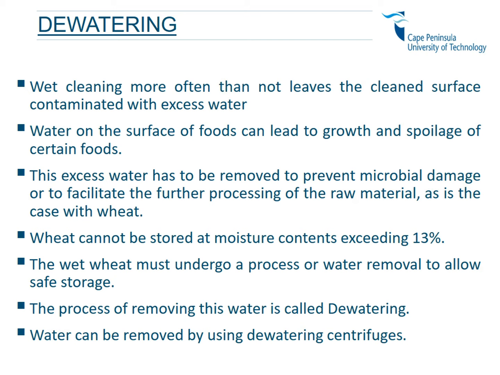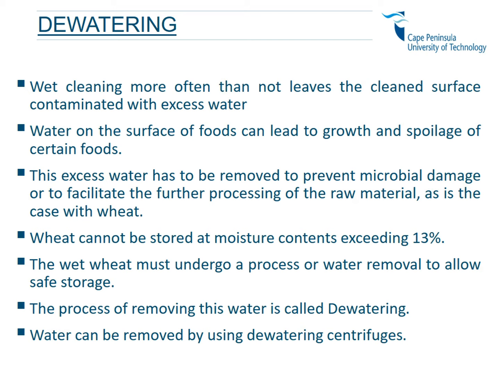We know that wheat should not be stored with moisture content exceeding 13%, because the wheat is going to have mold, or it's going to spoil very quickly. So this process of removing water from the raw material after it has been cleaned is called dewatering. And what equipment can you use to dewater wheat, or raw materials? We use what we call dewatering centrifuges. These dewatering centrifuges rotate at a speed that is greater than gravitational force, right? So then the water can be separated from the raw material.